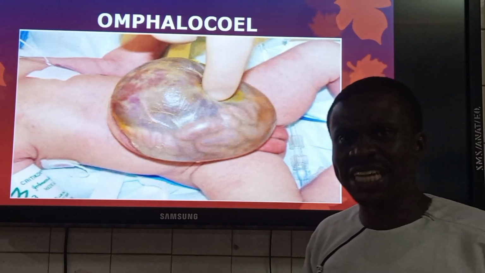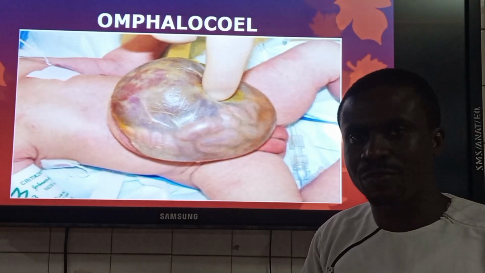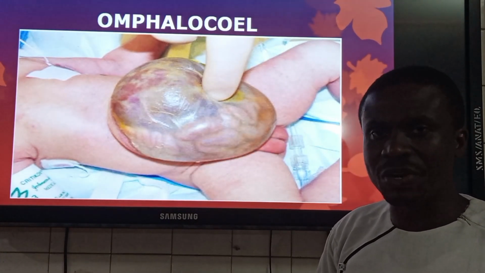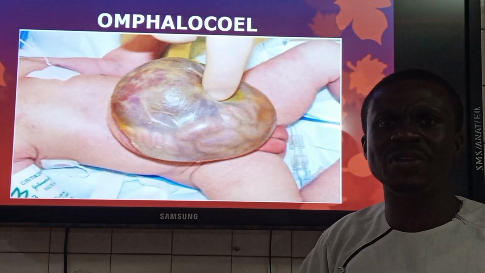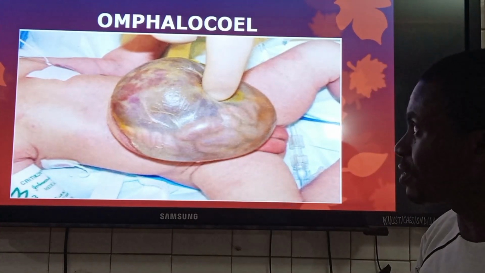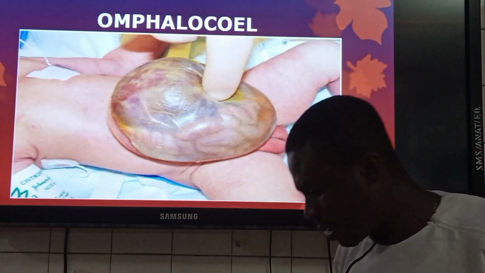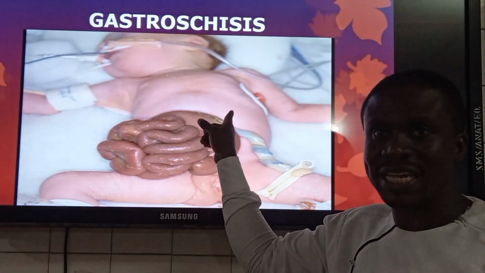Oftentimes, the case fatality of omphalocele is greater than another one which I'll be showing you, gastroschisis, for the reason that omphalocele may usually be associated with other congenital anomalies. So a person with omphalocele is likely going to die earlier compared to someone with the case that we call gastroschisis.